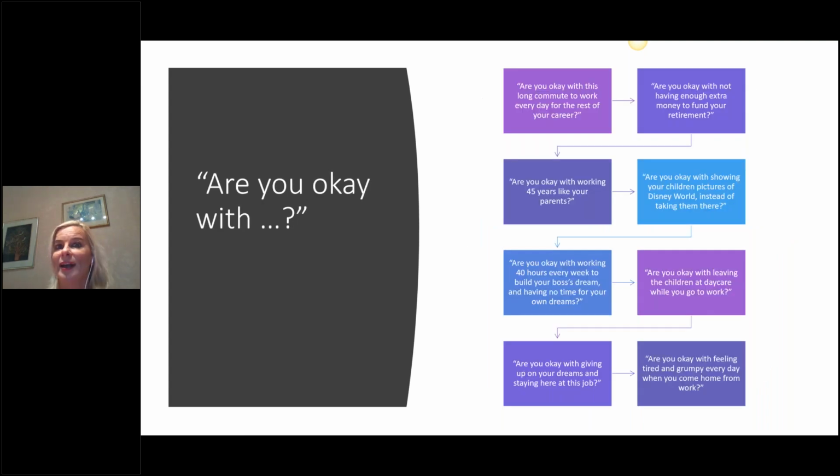Are you okay with a long commute to work every day for the rest of your career? Are you okay with not having enough extra money to fund your retirement? Are you okay with working 45 years like your parents? Those are also questions that hurt, meaning we don't like them, meaning they get into our pain. It's painful. It's, no, I don't really want that. So it really makes us think, I may better take this opportunity, I may better do something. This is what these questions are really doing.